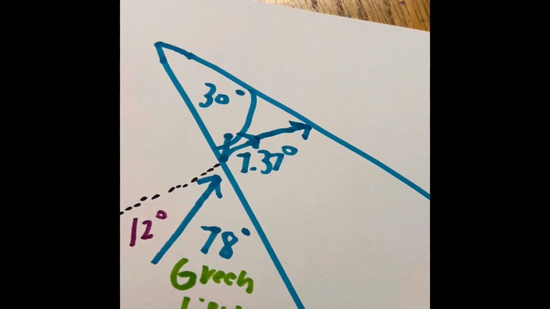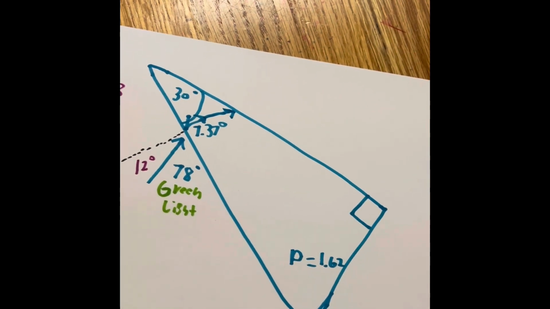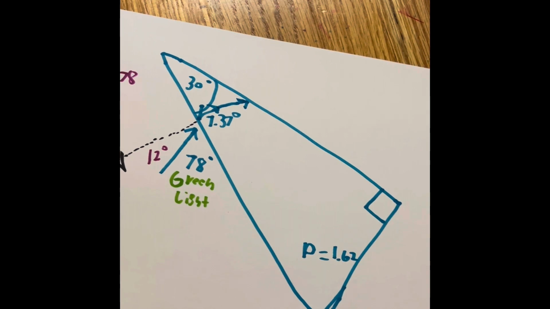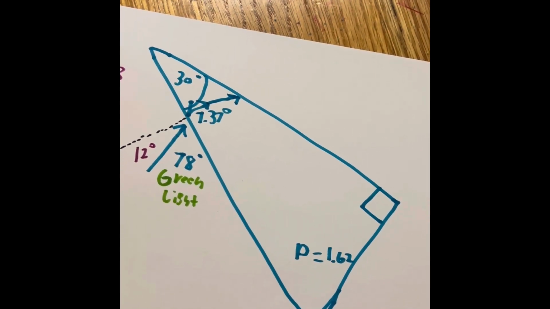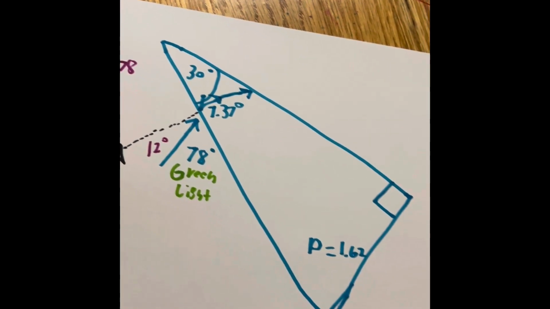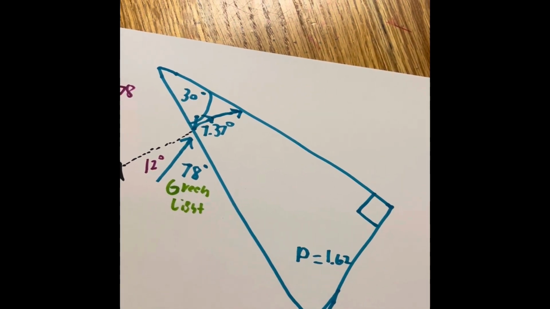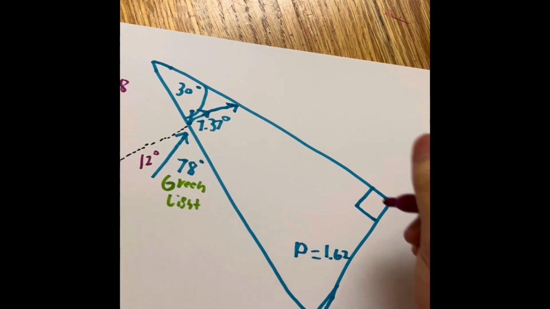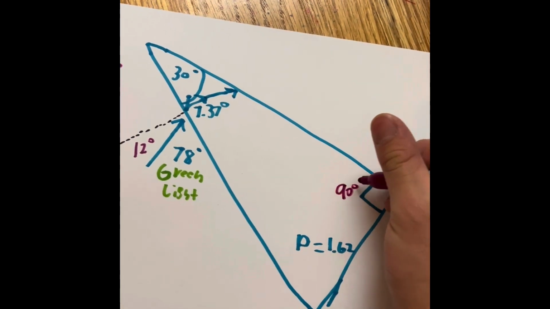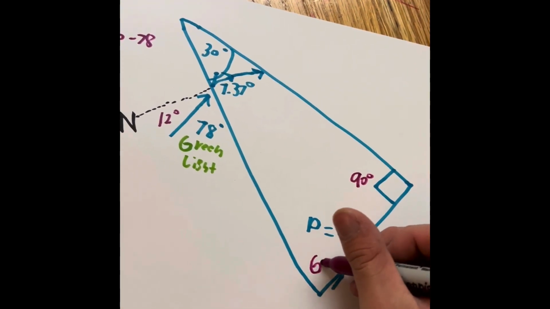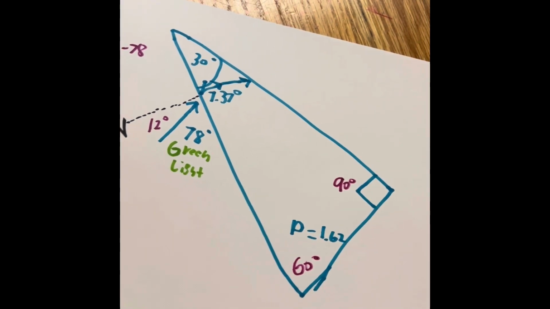Well, notice how this is not just any kind of triangle. Yes, it's a right triangle. And sure enough, we can say that the right statement is it's a 30, 60, 90 triangle. This refers to 90 degrees, which means this must be 60 degrees for 180.